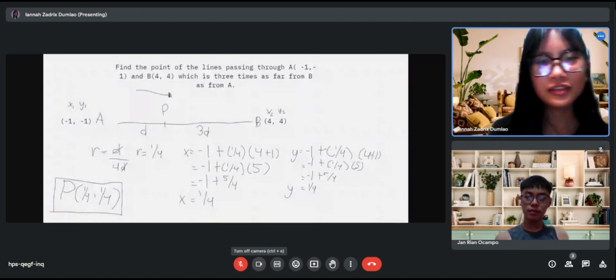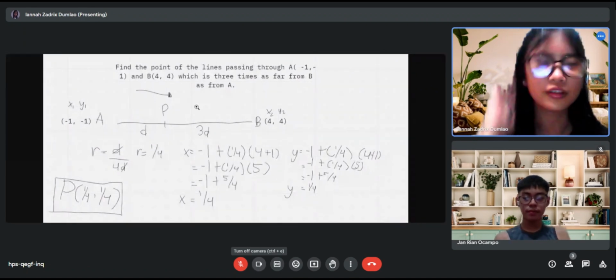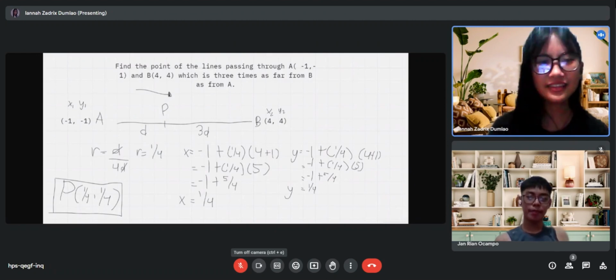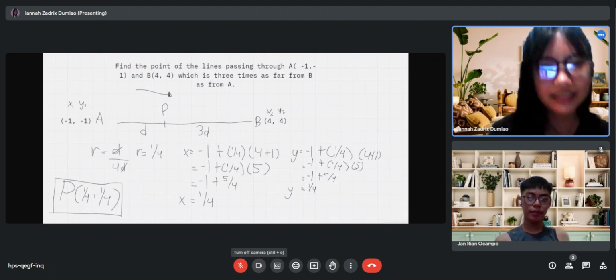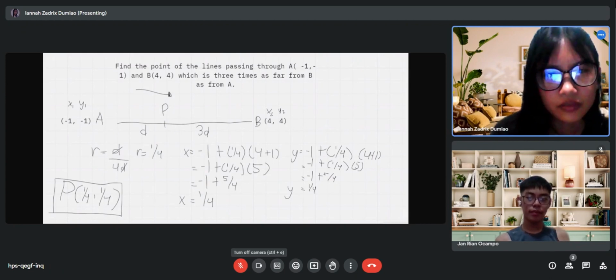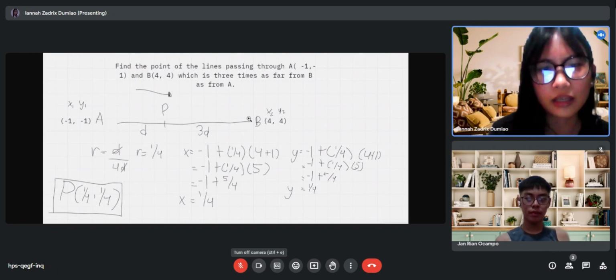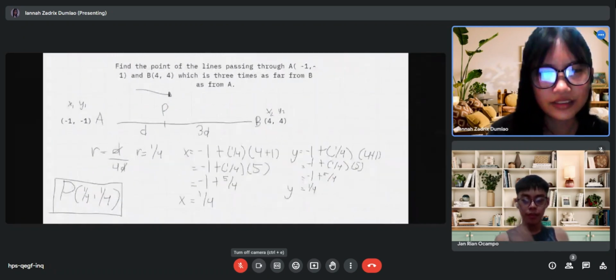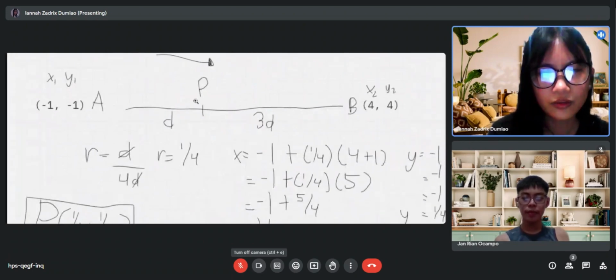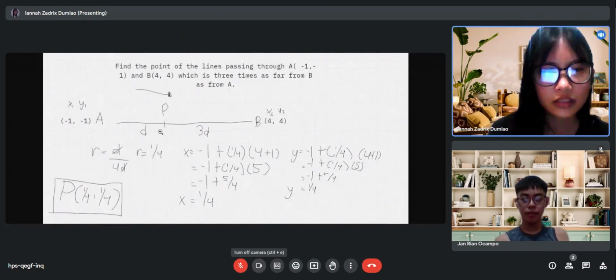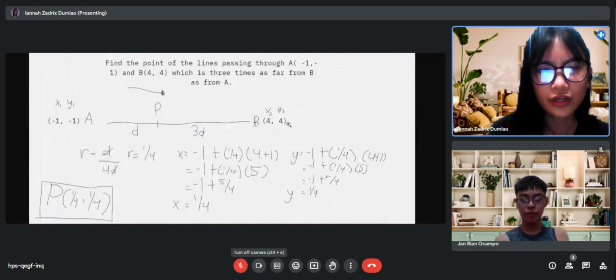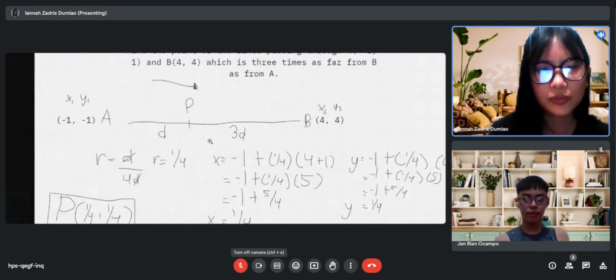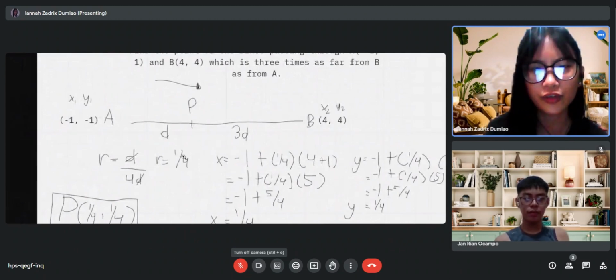First, we will illustrate the question. This is the line segment AB, and this is the point P, which is passing through the segment A and B. Then we will get the ratio. Ratio AP over AB, which is P over 4P. Then we will get the ratio 1/4.